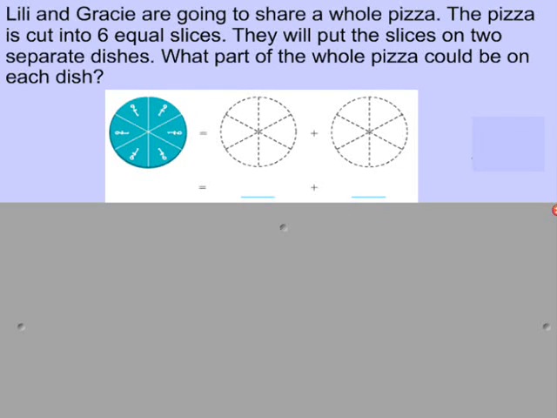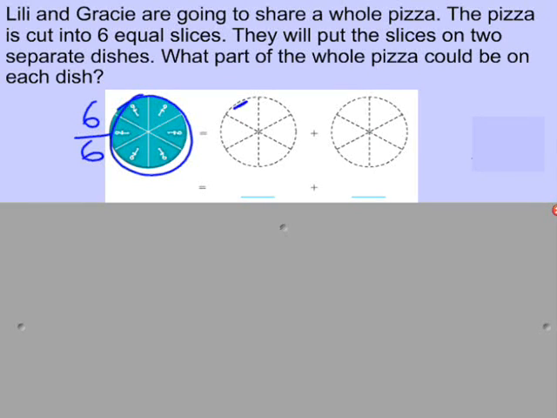Let's try a different problem. Lily and Gracie are going to share a whole pizza. The pizza is cut into 6 equal slices. They will put the slices onto 2 separate dishes. What part of the whole pizza could be on each dish? So if our whole pizza is 6 pieces, we know that 6/6 would be the whole pizza. We're not going to work with unit fractions this time. We're just going to look at parts of the whole pizza.